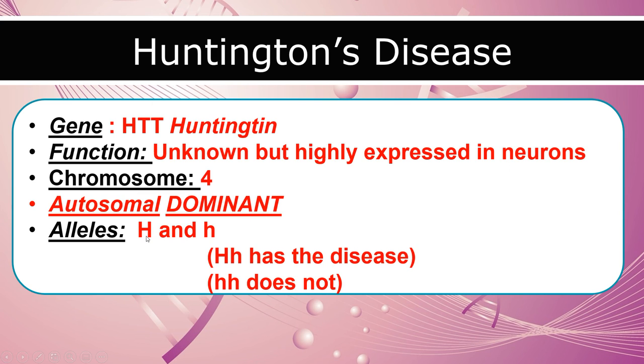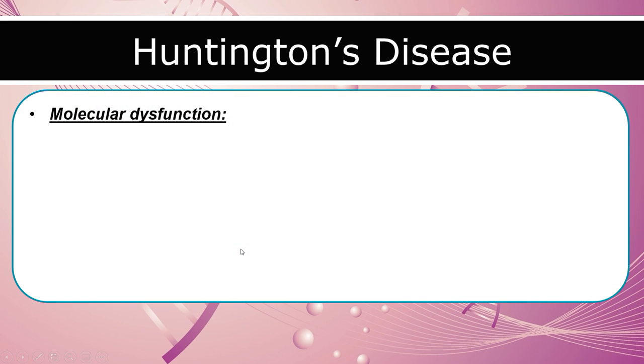So we'll use letters big H and little h to represent our alleles. Someone who is heterozygous has the disease. I don't think we see many homozygous dominants. I'm not sure that they survive development. And someone who has two lowercase h's does not have disease. They are healthy. So this is flipped from all the other ones that we've been talking about, right?